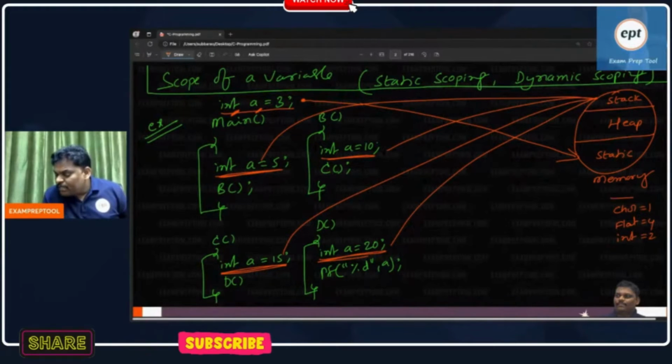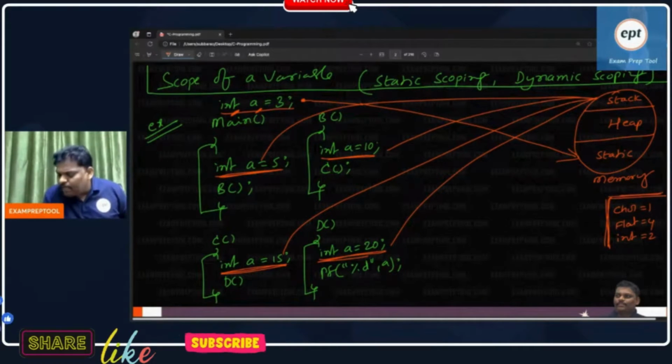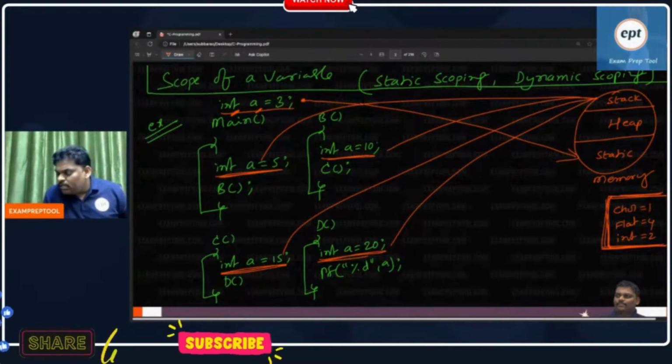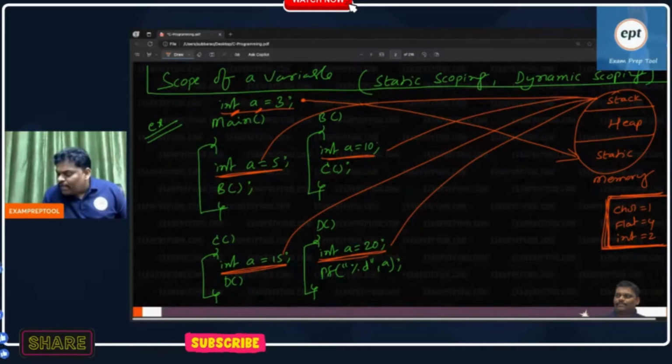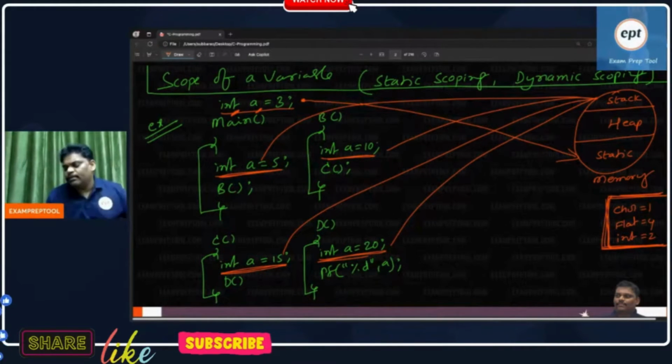Suppose in the examination they said something, whatever they say, take. Suppose if they didn't say anything, you take this only. In the examination, if they say character is 10 bytes, take. Float is 40 bytes, take. Integer is 10 bytes, take. Whatever they say, you take. If they don't say, take whatever I said.